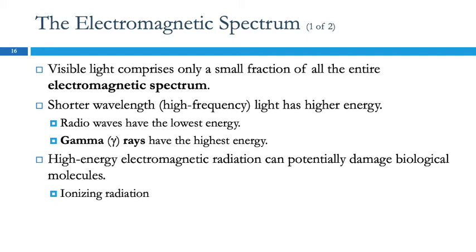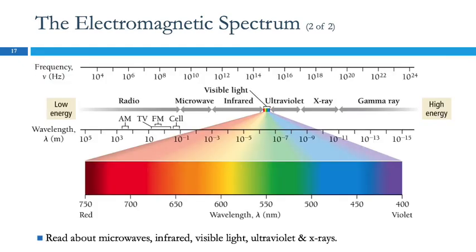High energy electromagnetic radiation can damage biological tissue. Things like gamma rays, not good for you, right? They have too much energy. They can actually ionize some of the molecules in your body, and that messes up all kinds of things. It's called ionizing radiation. So here is a diagram of the electromagnetic spectrum.